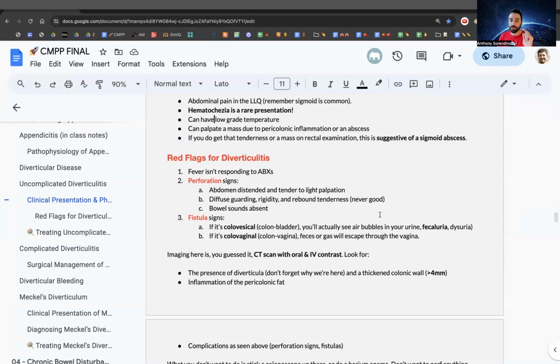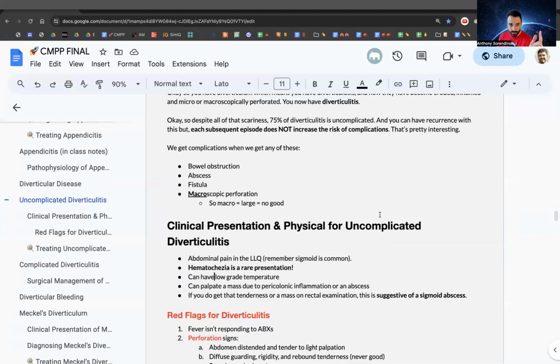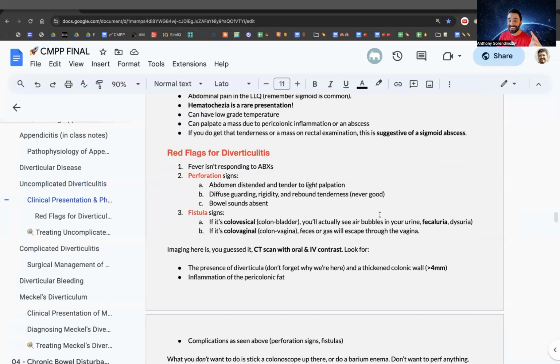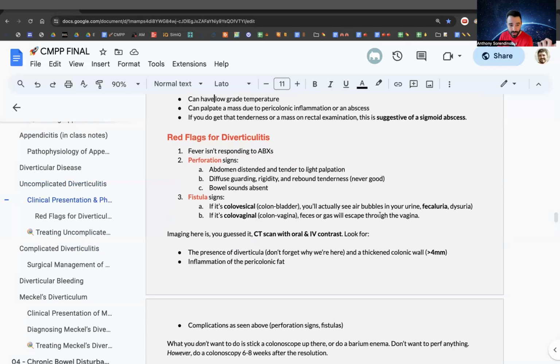Red flags, if the fever isn't responding to antibiotics, oh yeah, you can get a fever. Perforation signs: abdomen's distended and tender to just light palpation, diffuse guarding, rigidity, rebound tenderness. Those are never good. Absent bowel sounds.